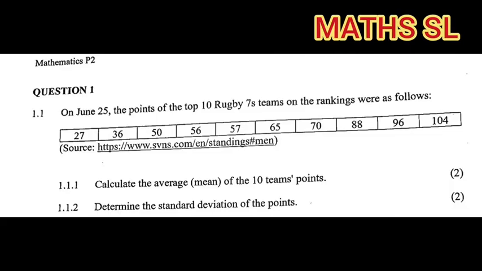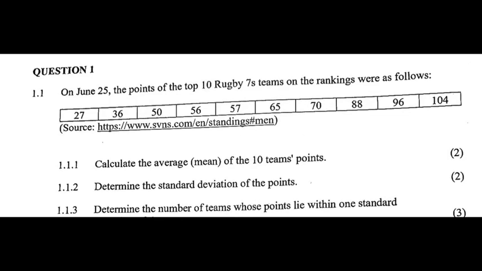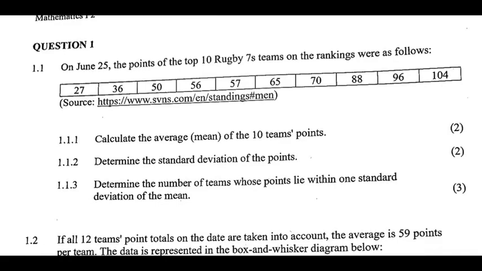I'm Saqib Latif. This is the Western Government Metro South Education District September Trial Examination, Mathematics Paper 2, September 2025. Question number 1 is a statistics question. On June 25, the points of the top 10 rugby sevens teams on the ranking were as follows. This is the data. The first question says calculate the mean of the 10 teams. I'll show you how to do it.